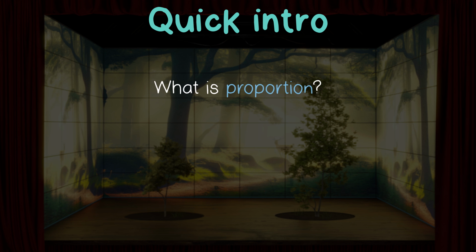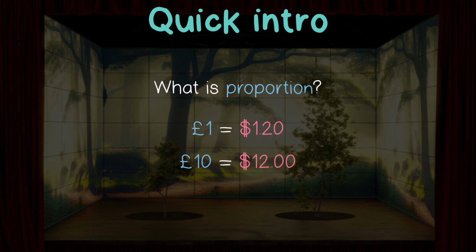So what is proportion? Essentially, if two numbers change at the same time whilst maintaining the same ratio, they're proportional. Let's take money for example. If £1 is worth $1.20, then £10 is worth $12. Because both sides increase tenfold and the same ratio is maintained between them, they are in proportion. So you've encountered proportion in life and likely understand proportionality, but that's what it is.